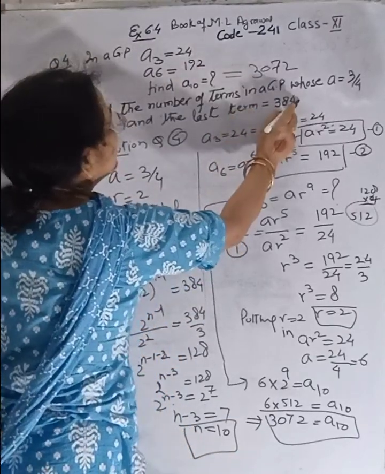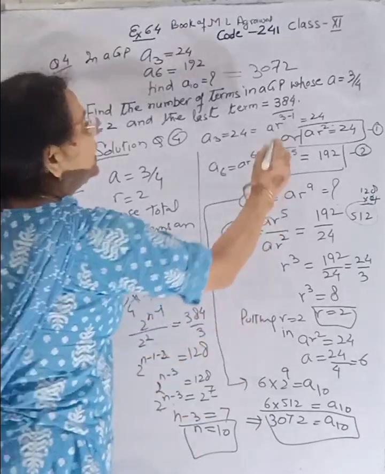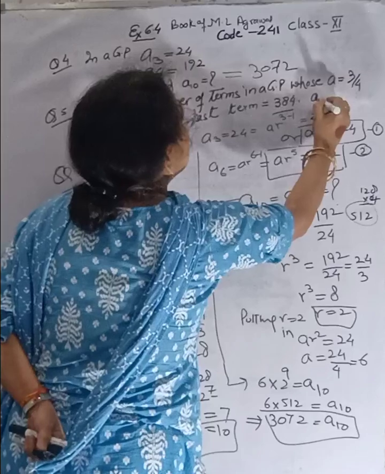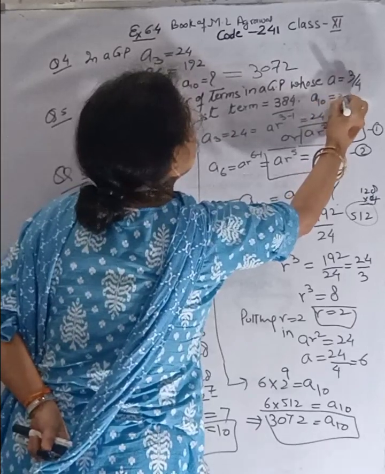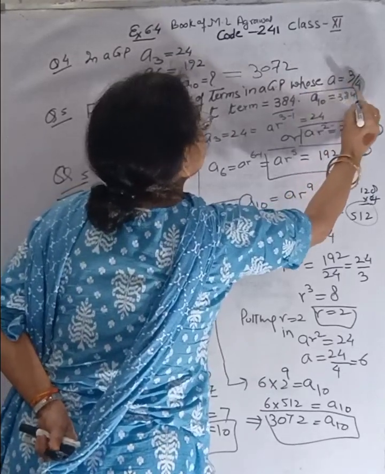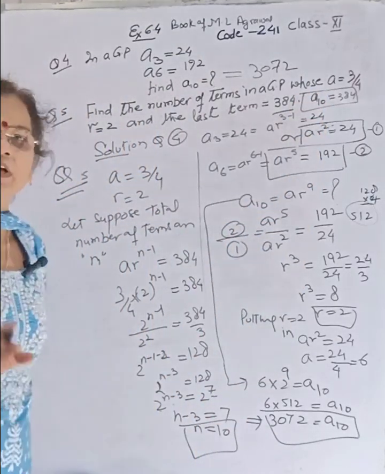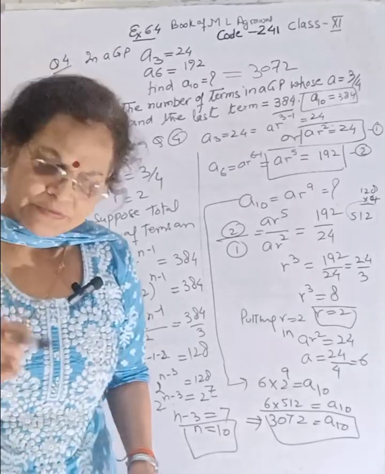Which term will have the value of 384? A N, that is A 10. This will be equal to 384. This is the answer. Okay. These are the solutions. Only the calculations need to be very perfect.